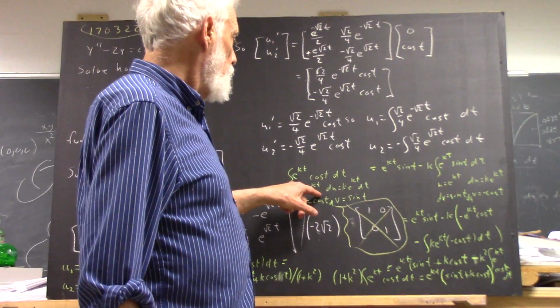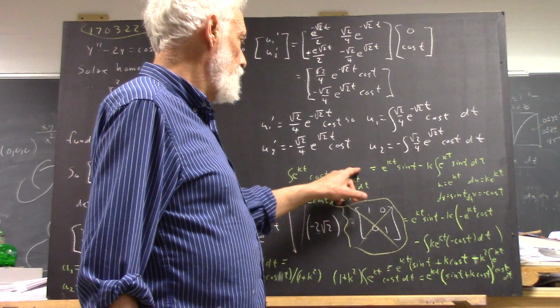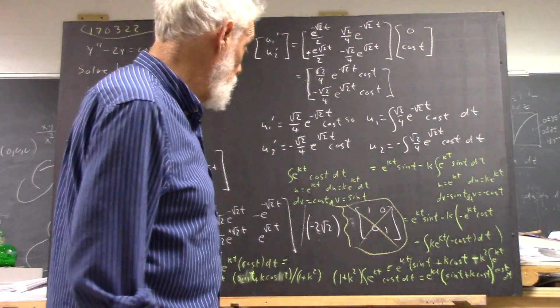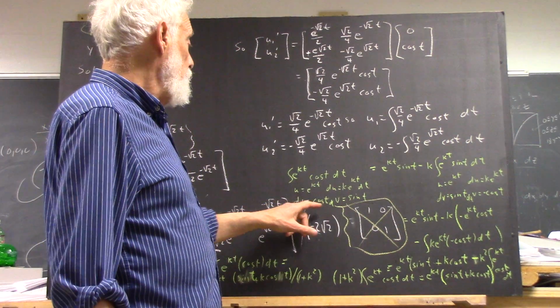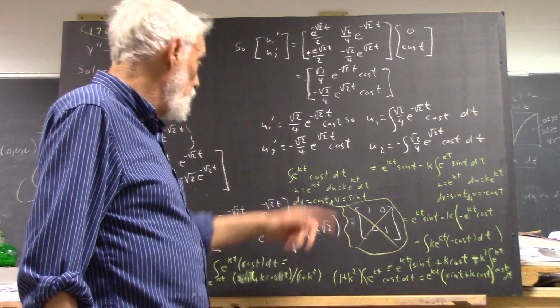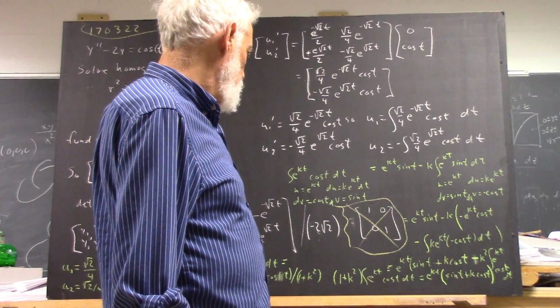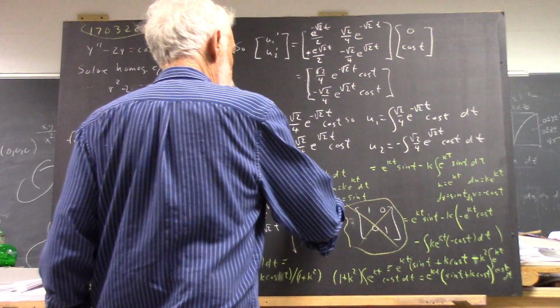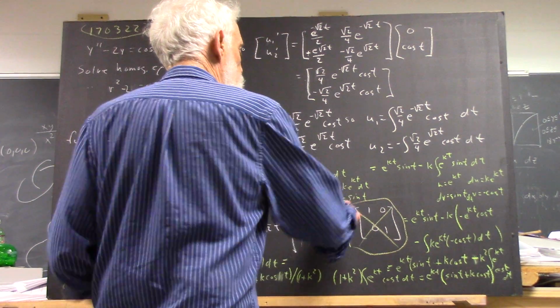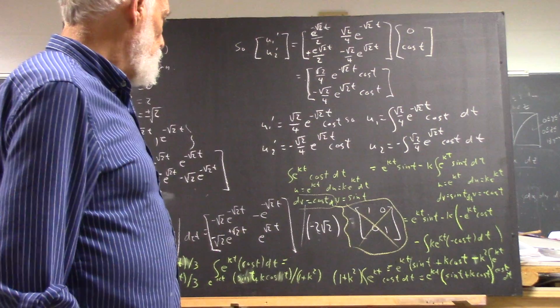Letting u equal e to the kt, du is k e to the kt dt. Lock that in. dv is cosine t dt, and that means that v is sine t.